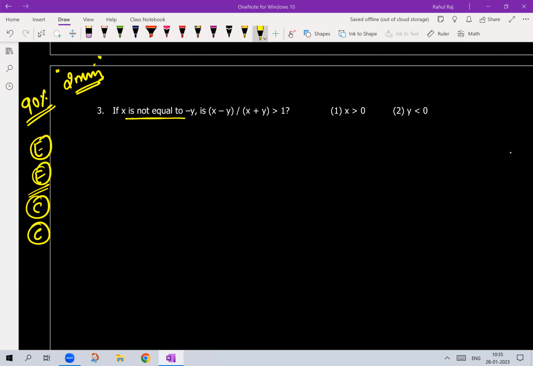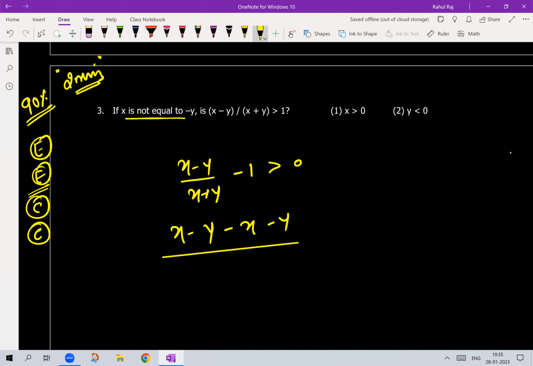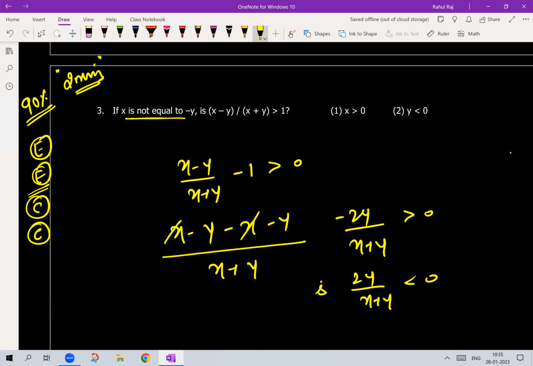I attempted it algebraically. I took the one on the other side, so the equation becomes x minus y by x plus y minus 1 greater than 0, right? And I solved it. It becomes minus 2y by x plus y greater than 0, that is 2y by x plus y less than 0. Yeah, then numbers have to be taken. Absolutely.